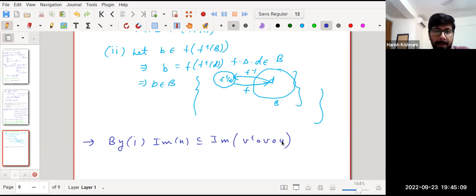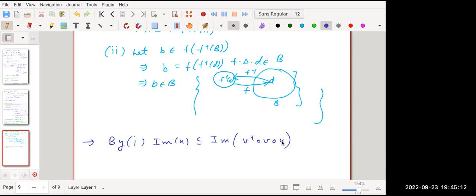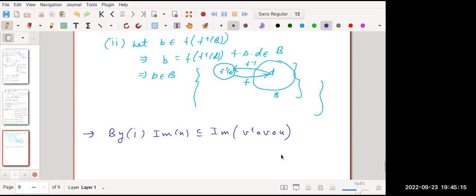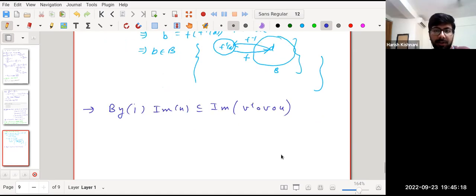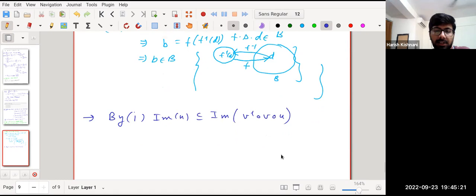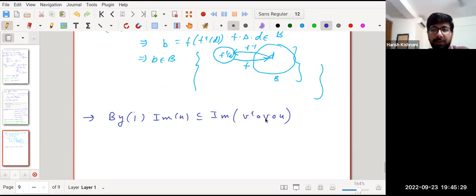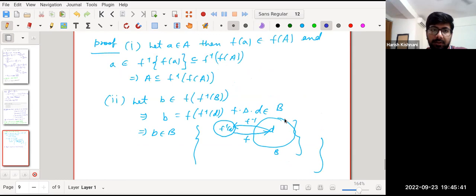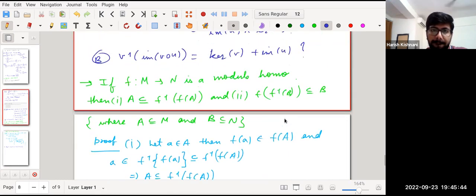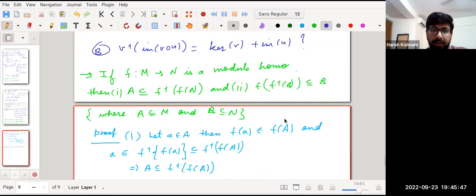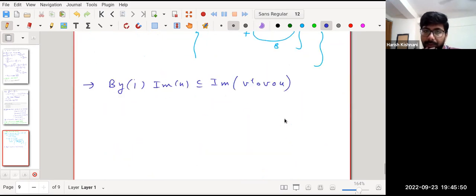ठीक है? Any doubts? I think you are looking at all these things for the first time, so it makes sense. Image of v inverse composed of u is the same as v inverse composed v over image of u, right? So if you take A to be your image of U, then by the above you will get this. ठीक है? Okay. So that means image of U is inside this.